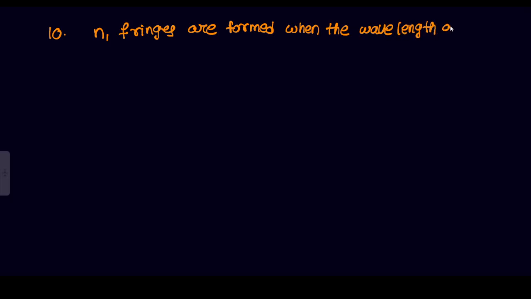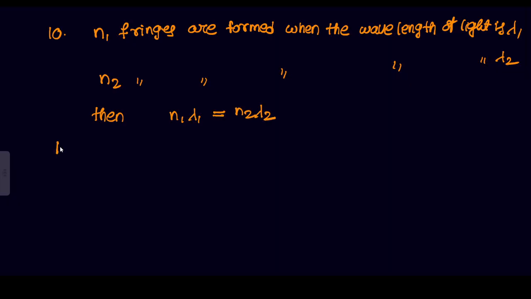If N1 number of fringes are formed when the wavelength of light is lambda 1, and N2 fringes are formed when the wavelength of light is lambda 2, then in this case N1 lambda 1 equals N2 lambda 2. Okay?